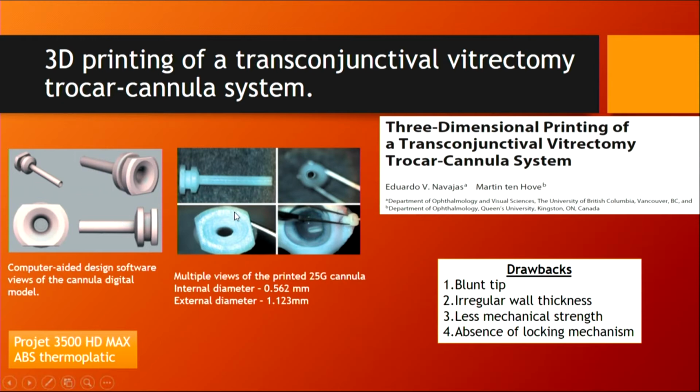Dr. Navjas from Canada has also 3D printed a transconjunctival vitrectomy trocar-cannula system. It uses ABS thermoplastic. It has a few drawbacks such as a blunt tip, irregular wall thickness, less mechanical strength, and absence of a locking mechanism. While trying to insert it into a pig's eye, one of the cannulas broke. We can correct these with advancements in 3D printing and by using other methods of 3D printing.